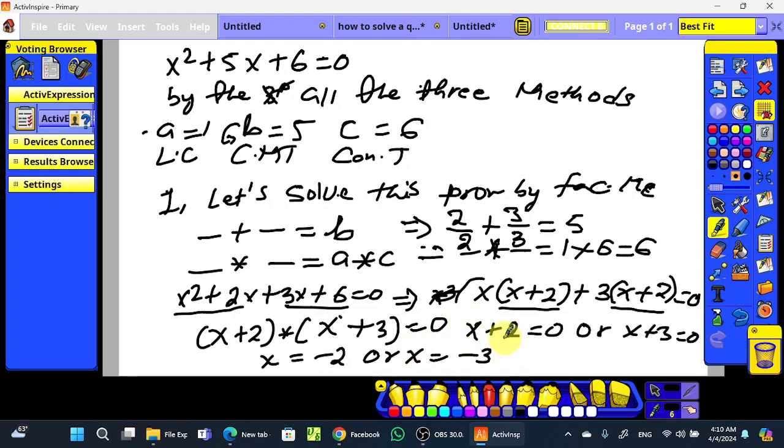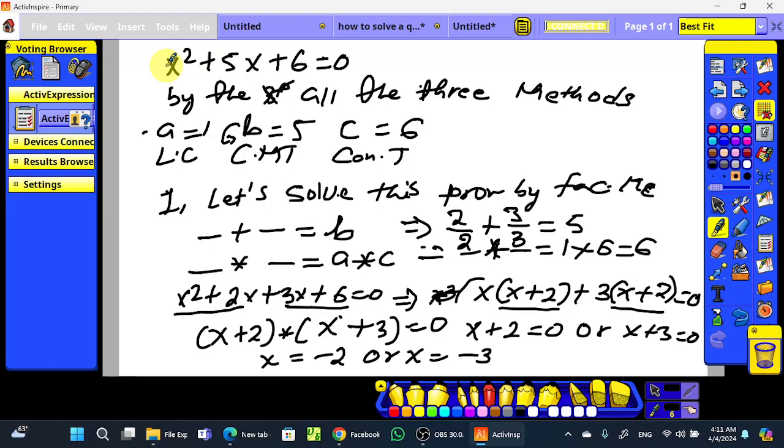So remember, before we start, we are taking a closer look at this equation. Look here: x squared plus 5x plus 6 is equal to 0. In this quadratic equation, the coefficient a, the leading coefficient, is 1.